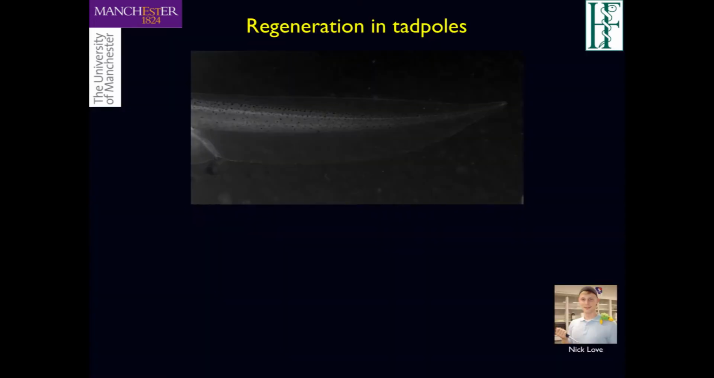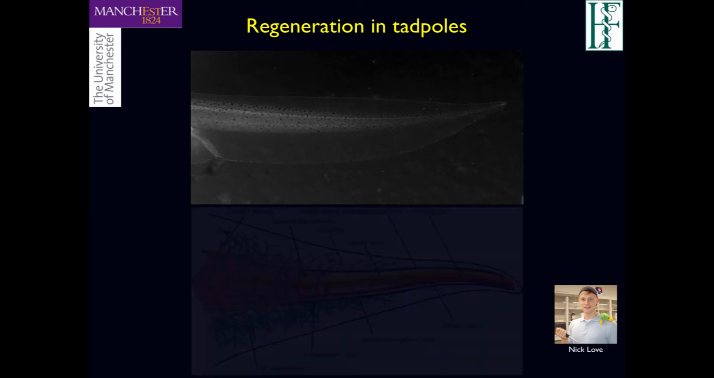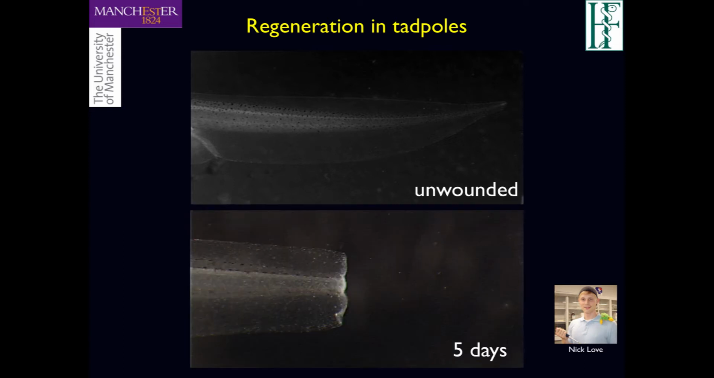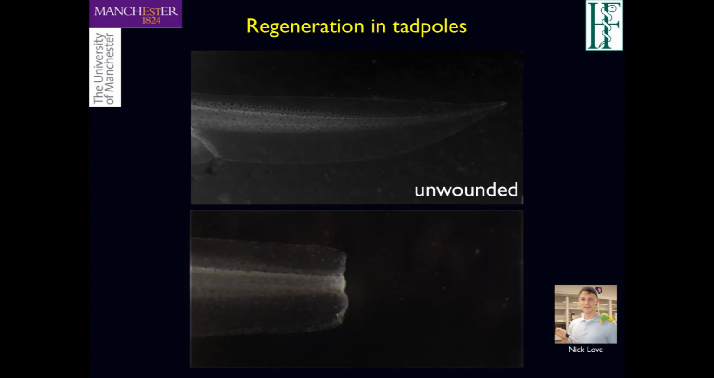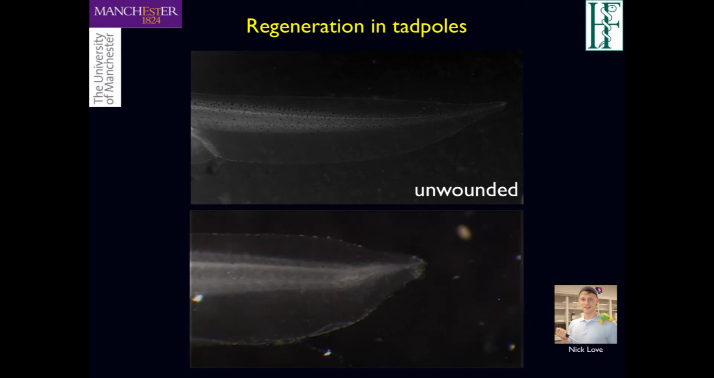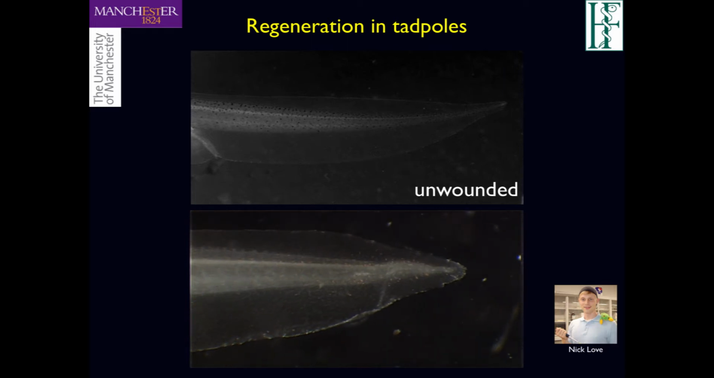And I'll give you an example of this. Frog tadpoles can regenerate their tails following injury, and one might think that a tail is rather uninteresting, but in fact it has many tissues that we are very interested in, like the spinal cord and major blood vessels and nerves and muscles. Following amputation, the tadpoles are able to mount a full regenerative response and regenerate all of these lost tissues within the span of a week.